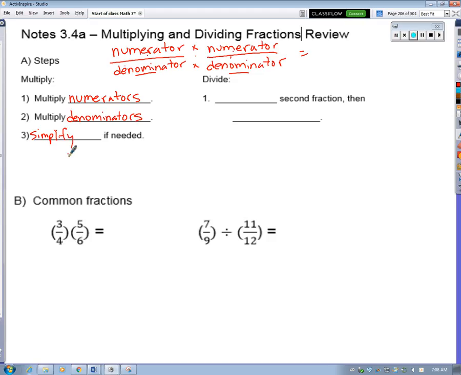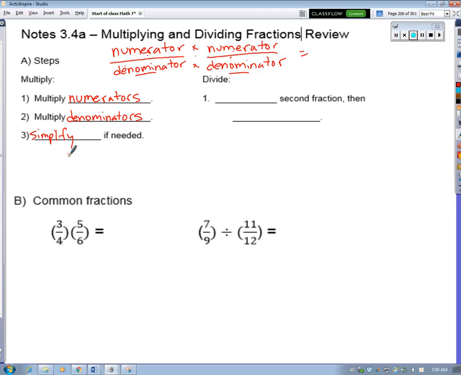Okay, and I like to simplify as early as I can. You can simplify at any point, but I recommend doing it as early as you see the opportunity. Because if I can simplify the numbers early, that means I've got smaller numbers to deal with, and it's going to be much easier to see at the end. If I can work with small numbers, I'm less likely to make a mistake as well.